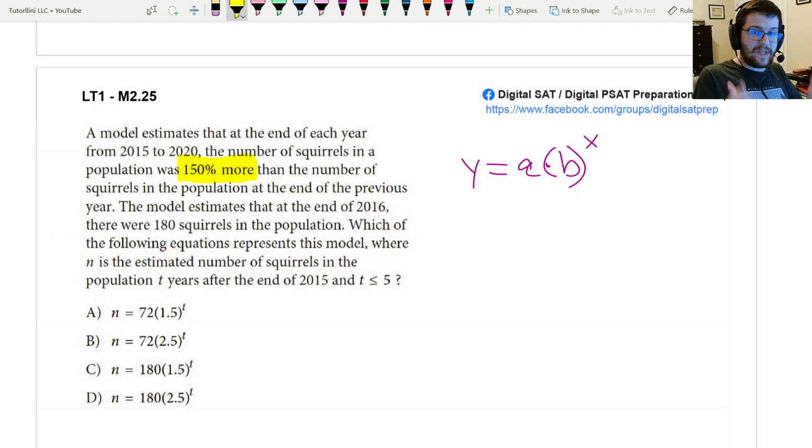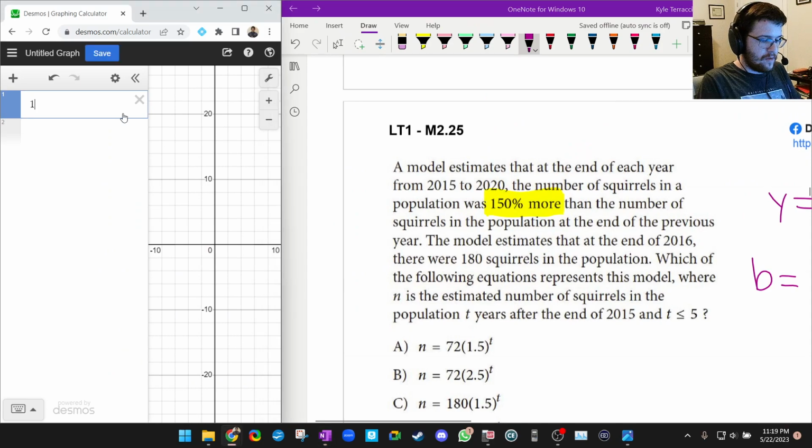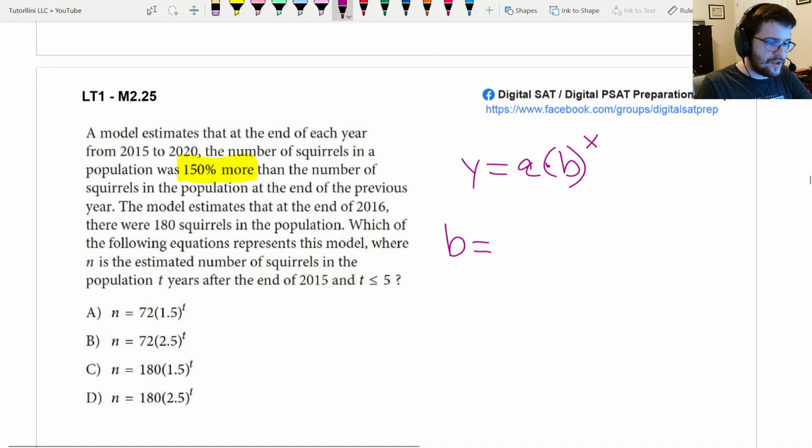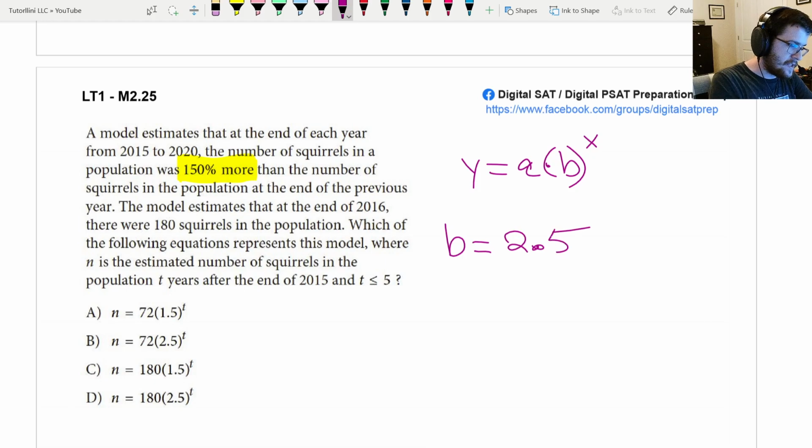So b is a percent multiplier. So we have to do 150% more. So 1 plus the percent divided by 100. 1 plus 150 divided by 100 is 2.5. So b is 2.5. Great. So right away, any answer choice that does not have b as 2.5 is wrong. So a is wrong and c is wrong.